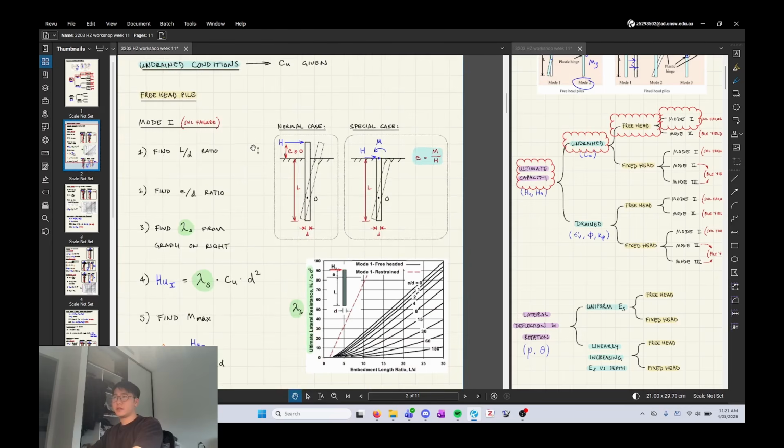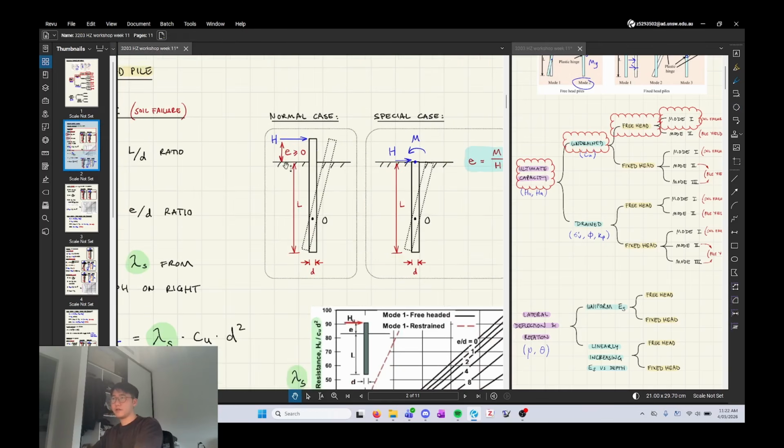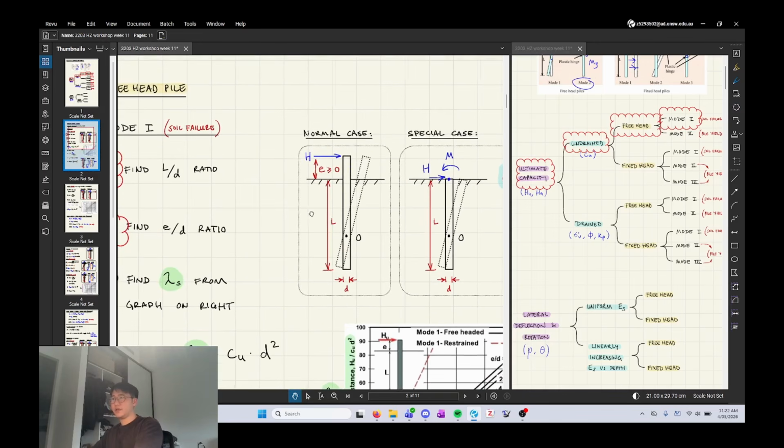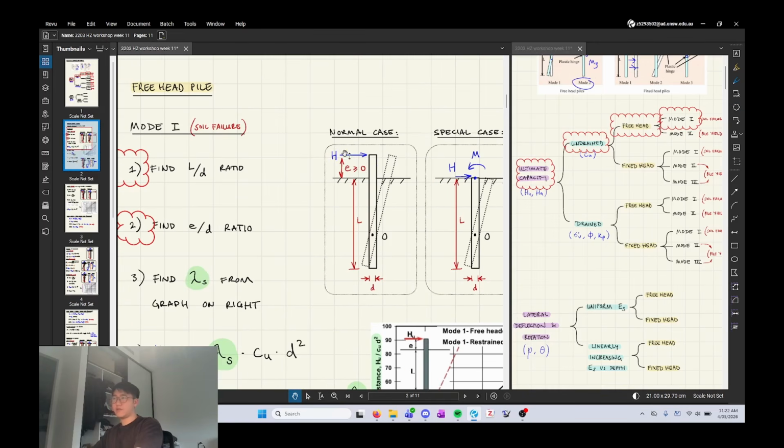Okay, so the steps in order are: 1, you find your slenderness ratio, so that's the length of your pile divided by the diameter. The next thing you do is you find your embedment ratio. No, that's the wrong word. Sorry. I think they're called L to D, the embedment ratio, but it's kind of like a slenderness ratio. E to D is the eccentricity of that horizontal force divided by the diameter. And this can be 0 if H is applied at the ground.